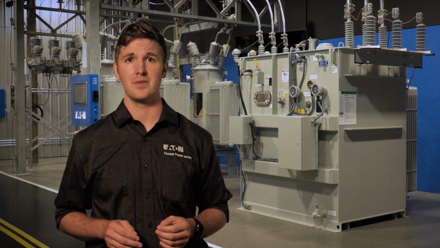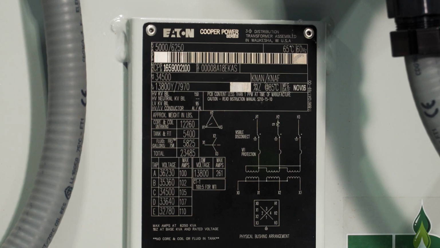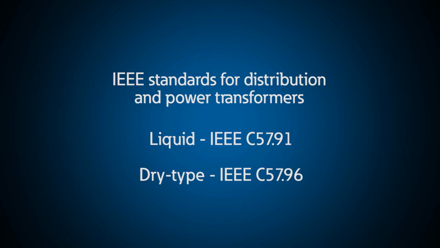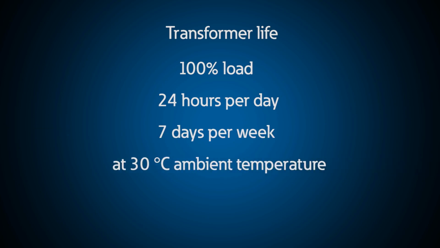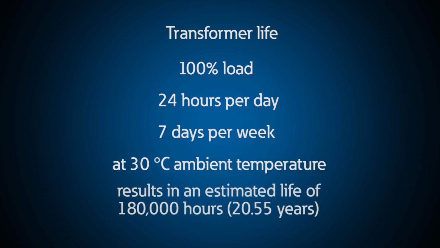health and lifetime. All liquid-filled transformers will contain basic ratings that they are designed to operate at or within, including kVA rating, voltages, and temperature rise values. It is critical the transformer is operated within its design parameters to avoid excess loss of life to the transformer. IEEE has distribution and power transformer loading guides for both liquid-filled and dry-type transformers that state that a unit operated at 100% load, 24/7, at 30 degrees C ambient temperature will last 180,000 hours or 20.55 years.